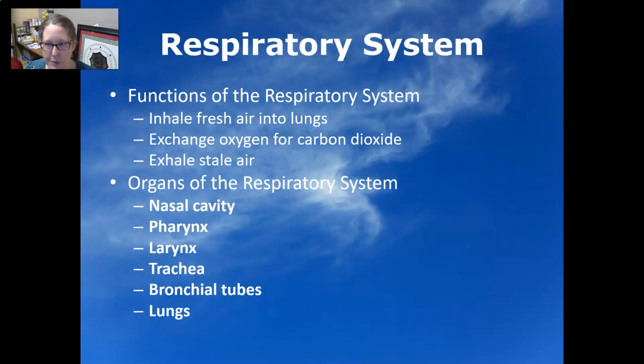So the function of the respiratory system is to inhale fresh air full of oxygen into the lungs and then exchange the oxygen for carbon dioxide and exhale the stale air, which is full of carbon dioxide. The organs of the respiratory system are the nasal cavity, the pharynx, which is basically the throat, the larynx, which is your voice box, the trachea, the bronchial tubes, and the lungs.